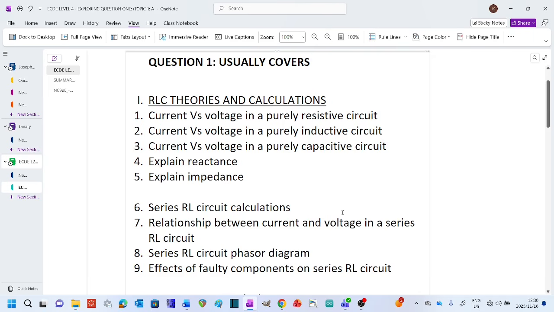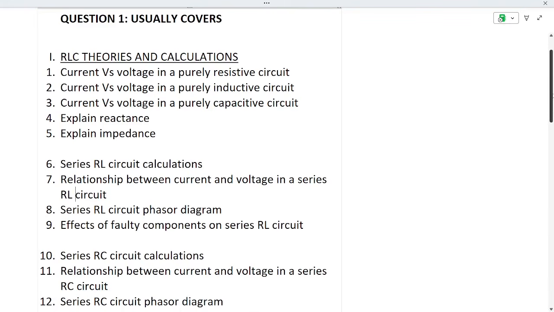All right. Point 4. Explain reactance. Reactance is like resistance. What is resistance? We know that resistance is the opposition of current flow in the circuit. Same thing applies with inductance.